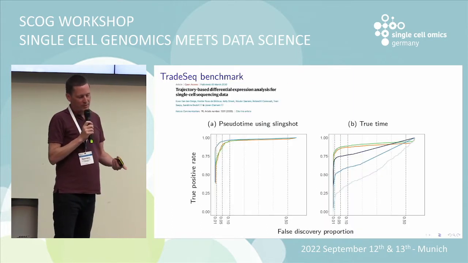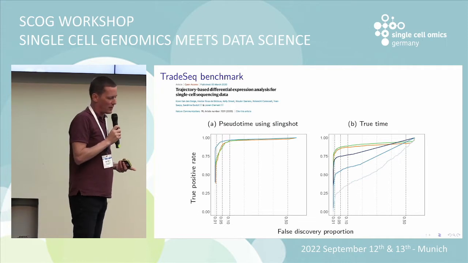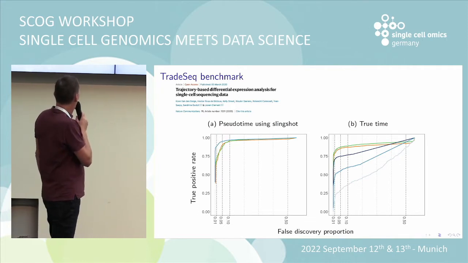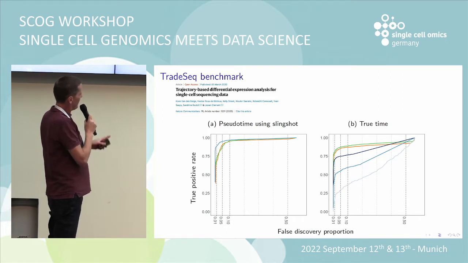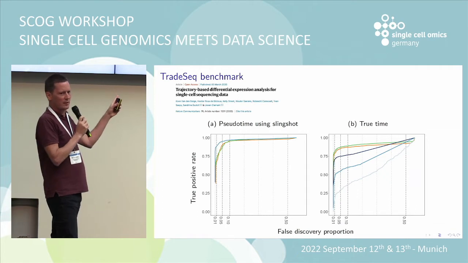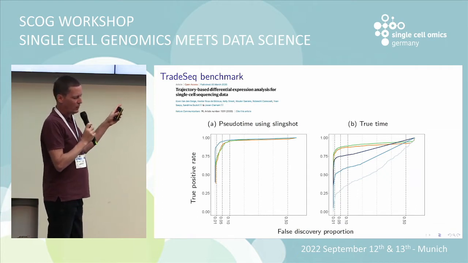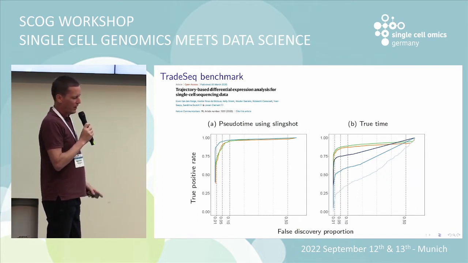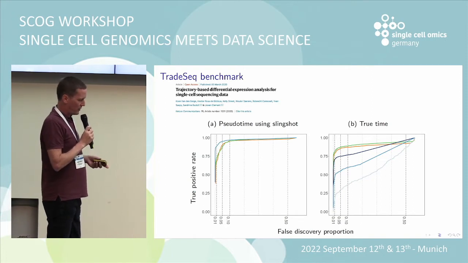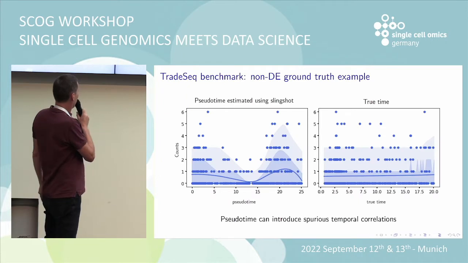Now, we also benchmarked on the TradeSeq benchmark, and we're a bit disappointed. We just couldn't get good results. And then we noticed that if we used true time rather than pseudotime, we actually did really well. We sort of aced it on this benchmark. And we couldn't quite work out why. And we were trying to understand why we were getting so many false positives. And then we had a look at the data.